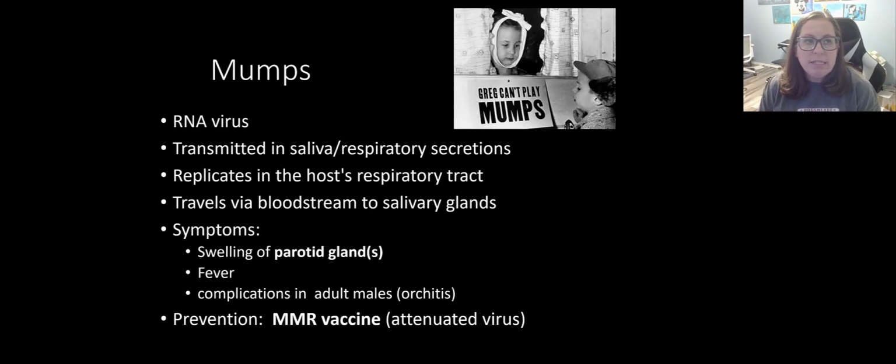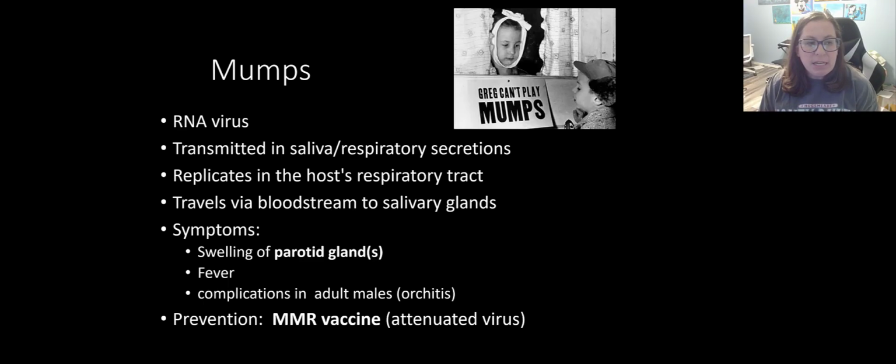So the first one here is mumps. Mumps is an RNA virus. It is transmitted in saliva, and it's going to be shed through respiratory secretions. It does replicate in the host respiratory tract, but then it travels in the bloodstream specifically to the salivary glands up in the cheeks and throat.